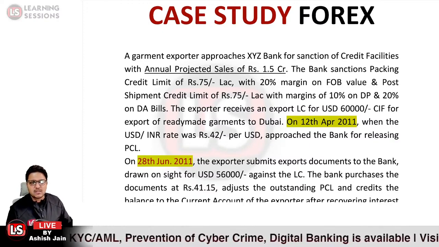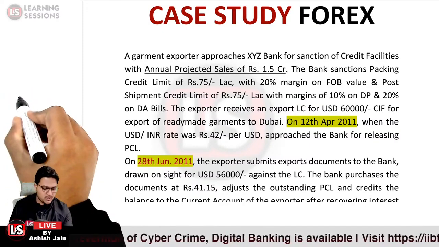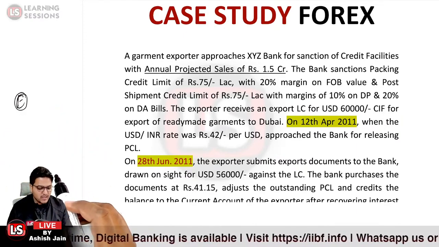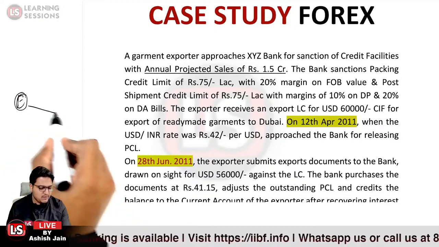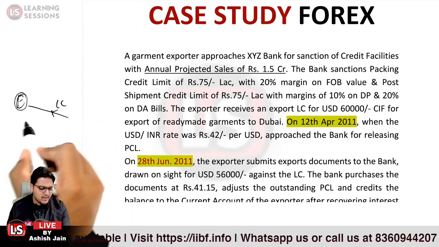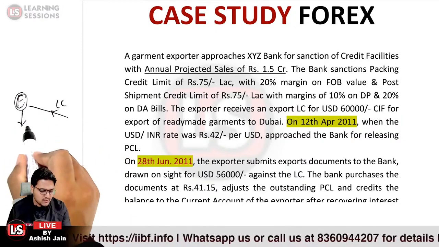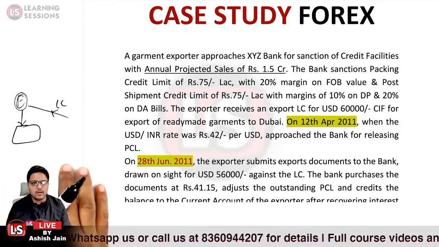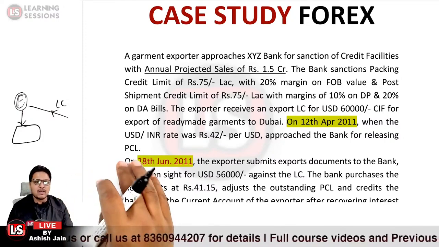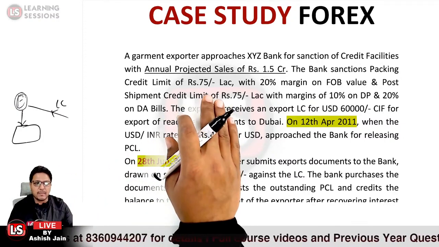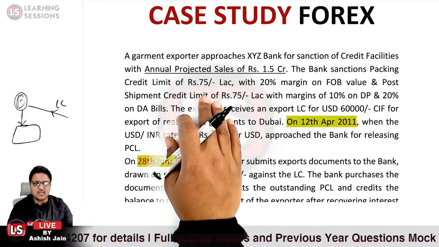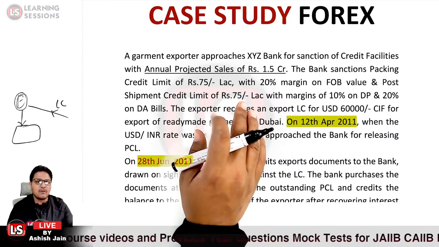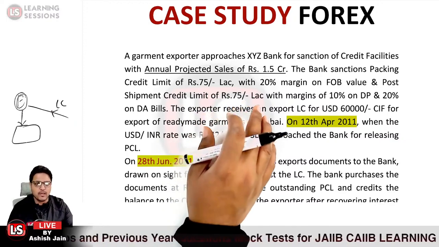So what it actually means is, let us take the case that exporter E wants to export under the LC. When the LC is received by the exporter and he presents the LC, then the bank can extend the pre-shipment credit to the exporter. And what amount is given? The packing credit limit, that is the PCL, that can be sanctioned is rupees 75 lakh with margin of 20% on the free on board value.